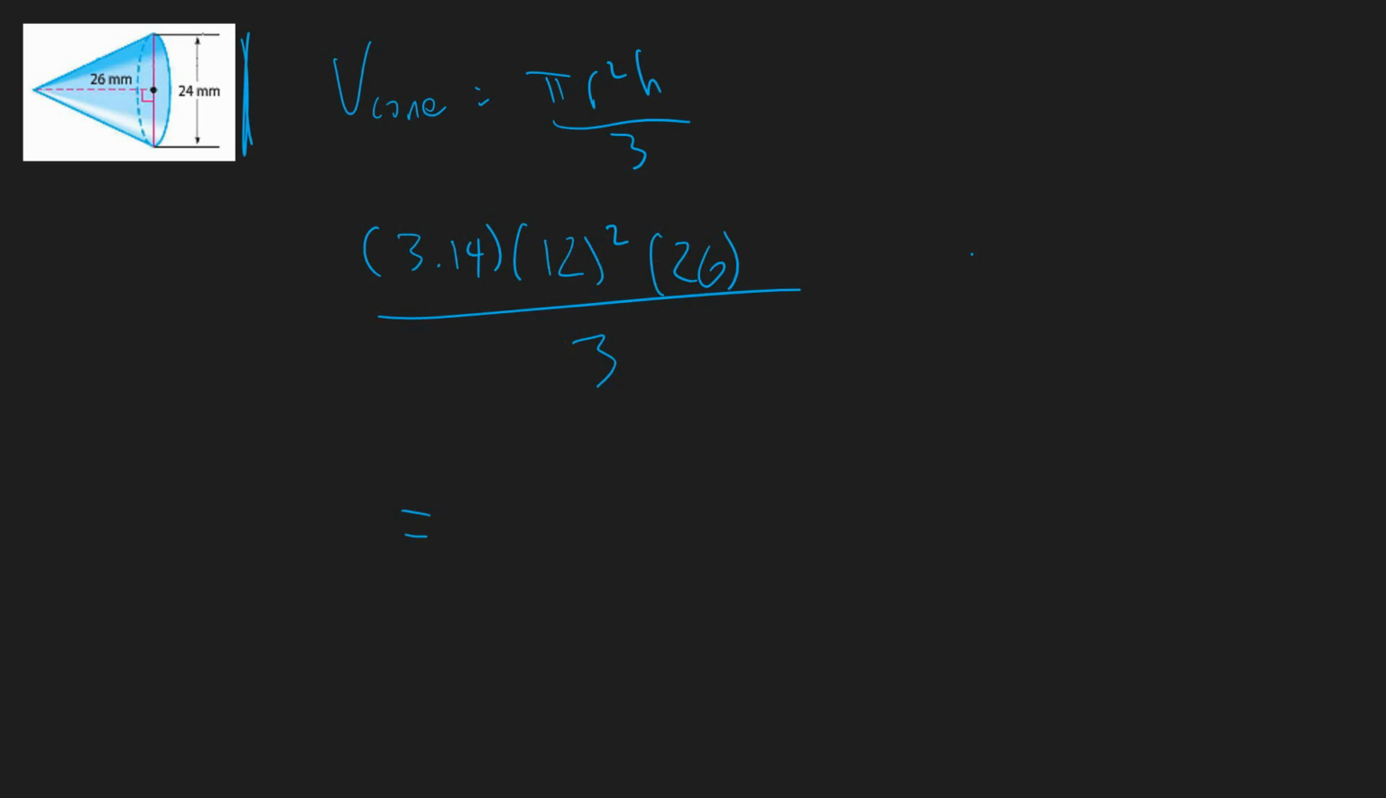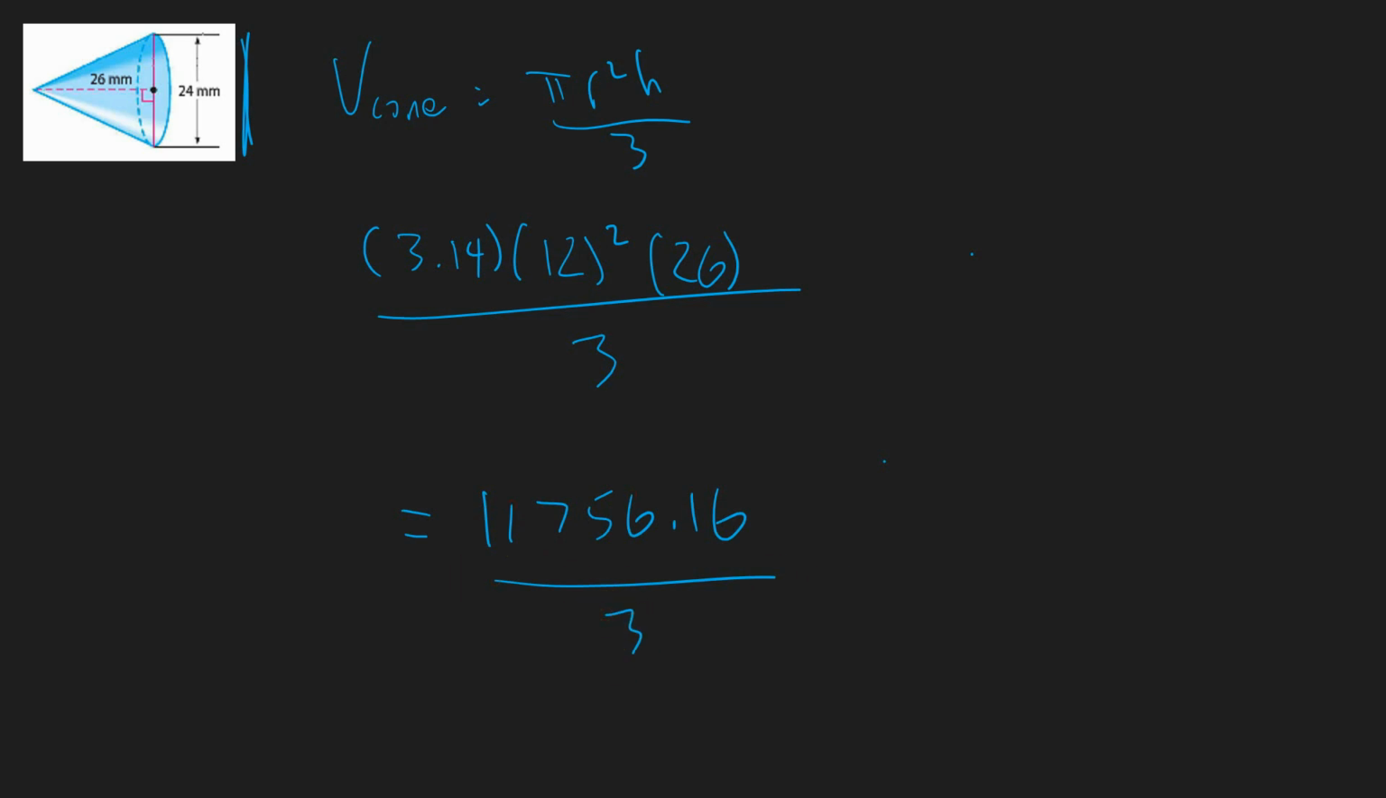So let's go ahead and do this in the calculator. I have 3.14 times 12 times 12 times 26. I'm going to press the equals button in my calculator, and I'm going to get 11,765. Oops, I wrote that wrong. Let me erase this. It's actually not correct. That's going to be 11,756.16, and then I'm going to divide that by 3.